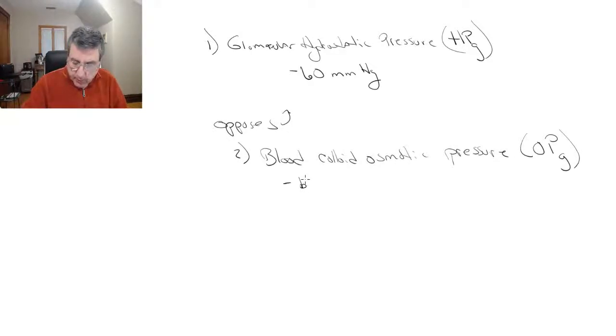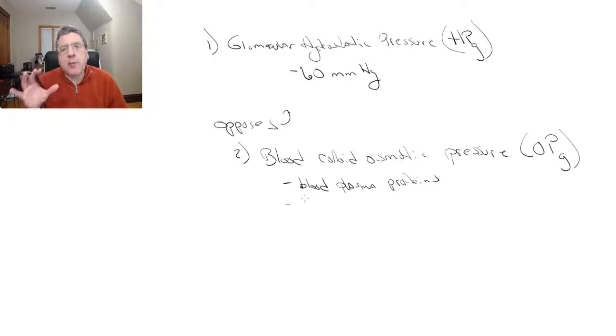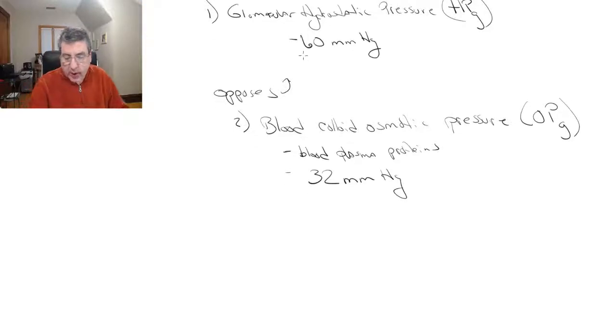So blood plasma proteins. And the osmotic pressure, the value, is 32 millimeters of mercury. Okay, so this is what we're looking at. So we have 60 pushing out, and so far we have 32 resisting or opposing that. So if 60 goes out, 32 comes back in, now we're, what, 28 out? Okay, but this is not the only thing that we're looking at.